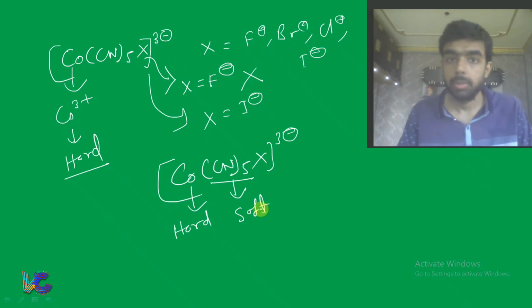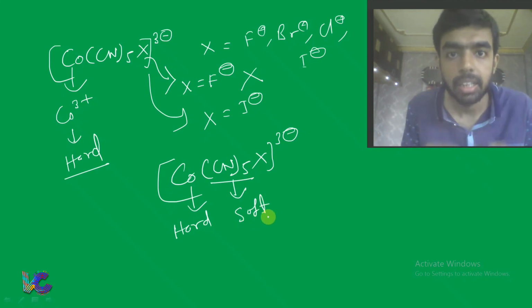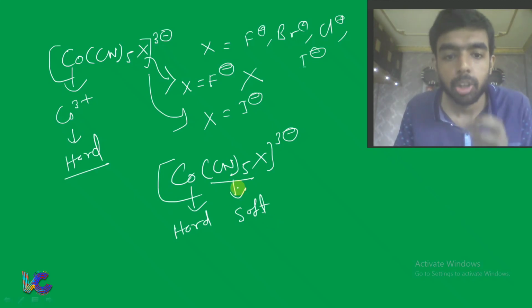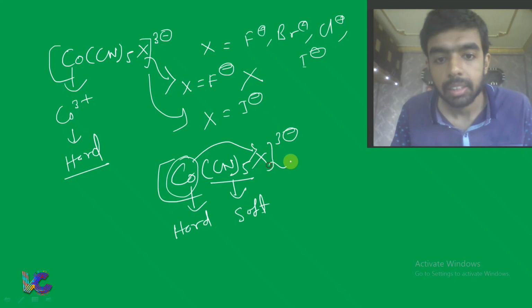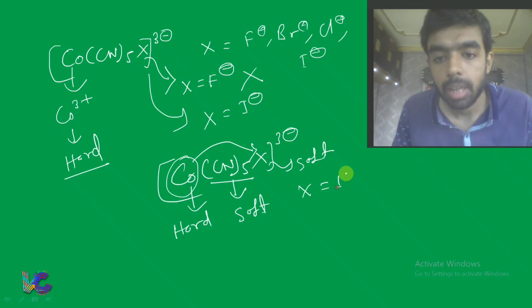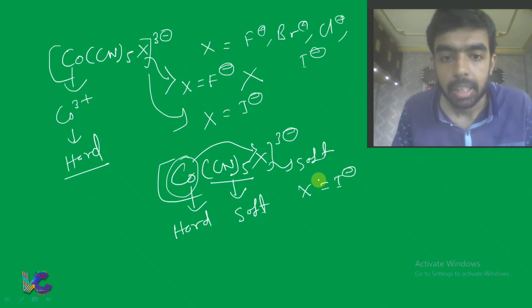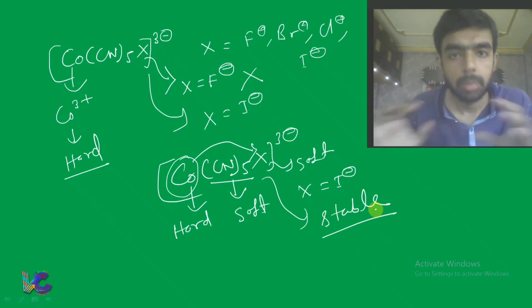Now as we have seen in the previous case, due to the presence of 5 hard NH3 ligands, the metal will attract the hard ligand. In this case also, due to the presence of 5 soft CN- ligands, the metal will attract the soft ligand. So X will be soft, and in that case the complex will be stable. So when X is equal to I-, because I- is very much soft, in that case this complex will be most stable. Fine. So this is symbiosis. Symbiosis is clear to you.